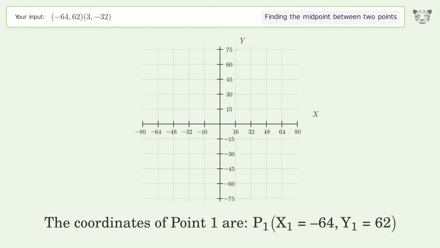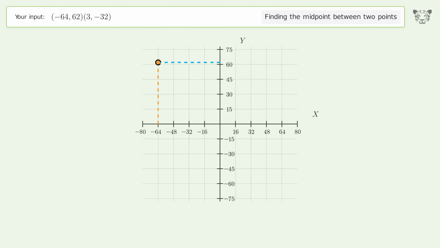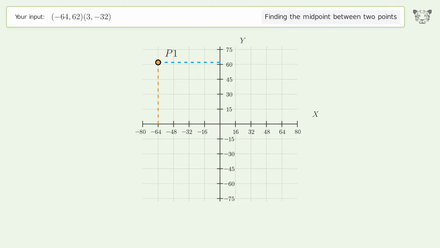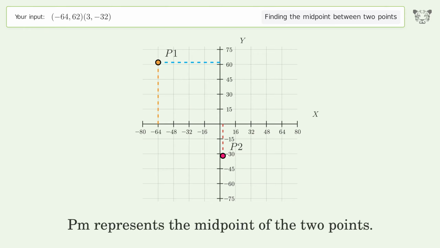The coordinates of point 1 are, x1 equals -64, y1 equals 62. The coordinates of point 2 are, x2 equals 3, y2 equals -32. PM represents the midpoint of the 2 points.